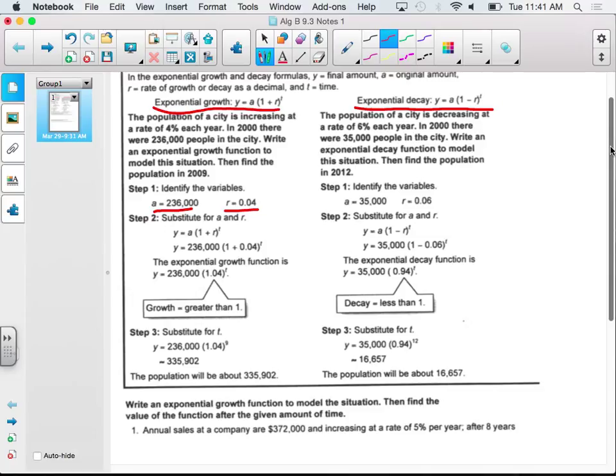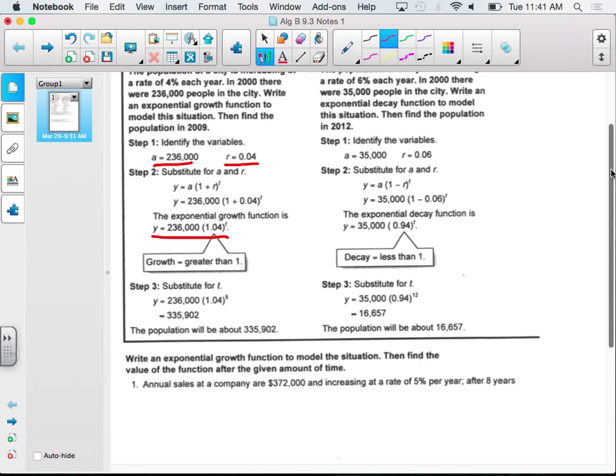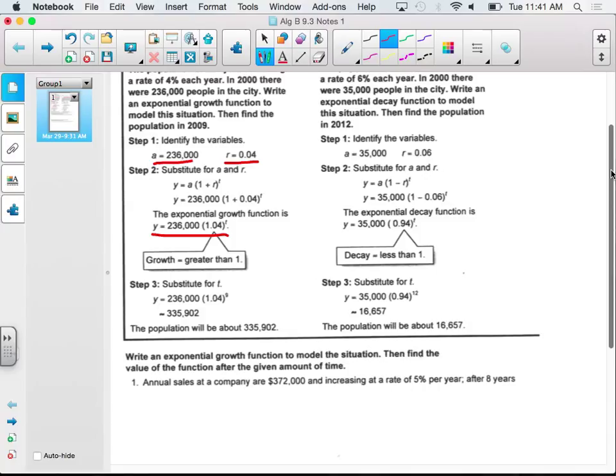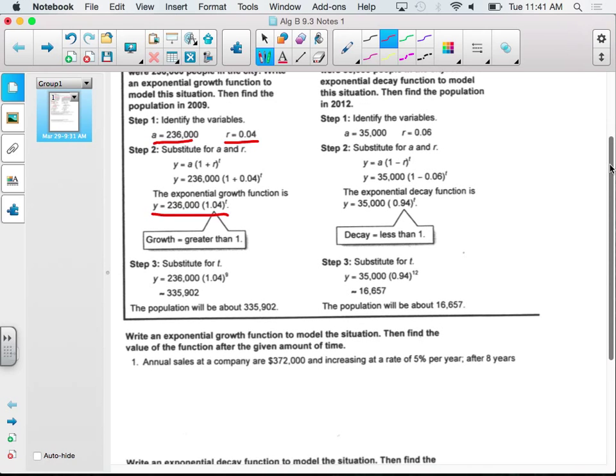Alright, so after that, we just do our order of operations. So the exponential growth function is, we do 1 plus 0.04. Do that, so our formula right there becomes y equals 236,000 times 1.04 to the t power. And we know that it's growth because our rate is greater than 1. So last step, substitute for t.